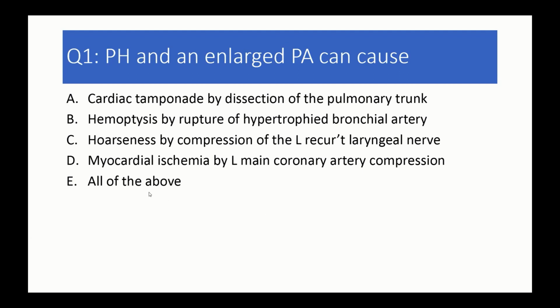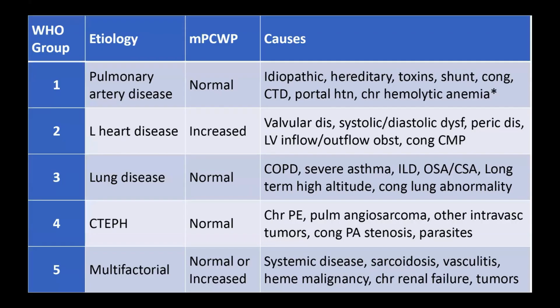Not a trick question, but these are uncommon manifestations of severe enlargement of the pulmonary artery. Dissection of the trunk can cause tamponade, hemoptysis from ruptured hypertrophied bronchial arteries. You can compress the recurrent laryngeal nerve. You can compress the left main. So many things can show up with an enlarged PA.